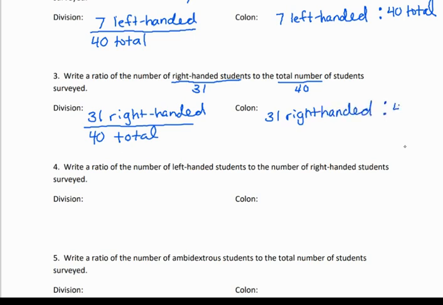Are we going to lose points if we don't write students, or can we write like 31 right-handed? Yeah, that's fine. What you have, the right-handed, yeah.